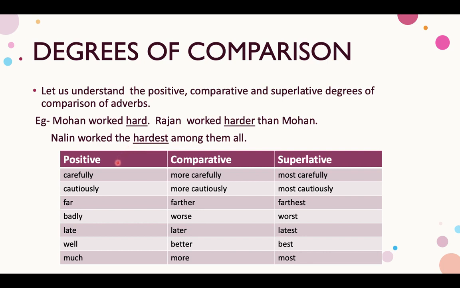Now children, you can see some examples of positive, comparative and superlative degrees. For example, there is the word carefully. So we can add the word more. So more carefully becomes comparative. With some words we can add more and most: more makes the comparative, and with most we can make the superlative degree. But there are some words with which we add er, like far becomes farther. So er is added and we can make the comparative in this way also. Then there is the word farthest, est is added, it is the superlative degree.